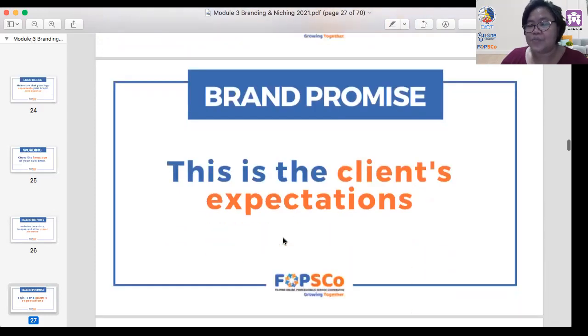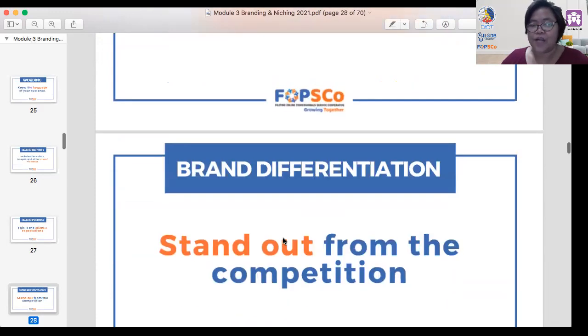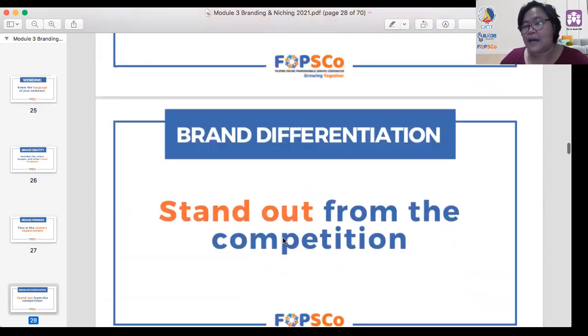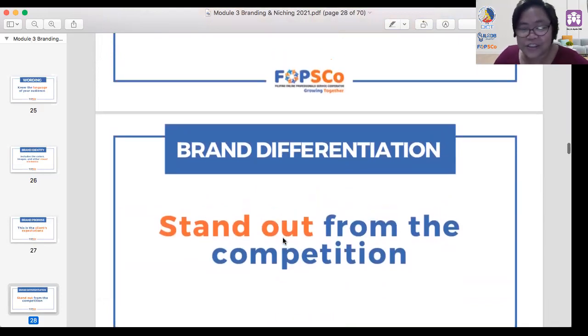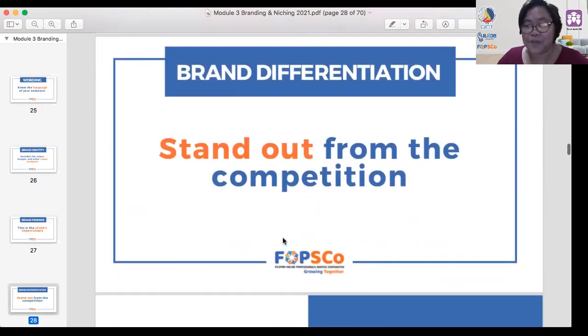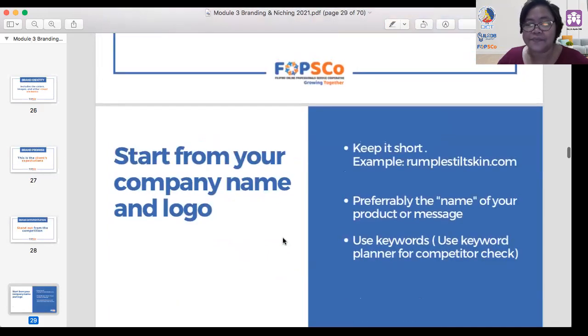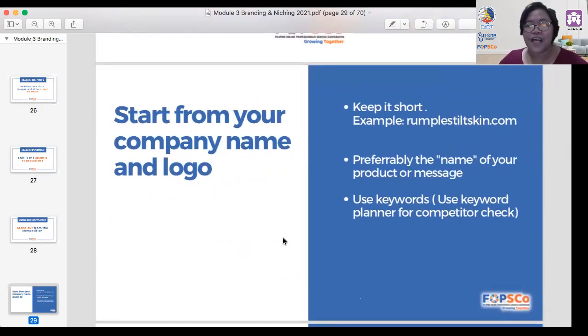So you have there logo, wording, brand identity. And then the brand promise. So this is the client's expectation. So it's part of branding. Then brand differentiation. It has to be really unique and powerful so that it will stand out from the competition. Now start from your company name and logo. So number one, keep it short.